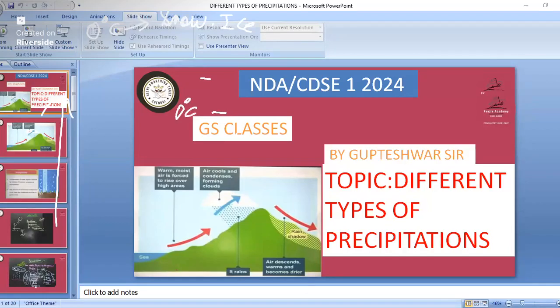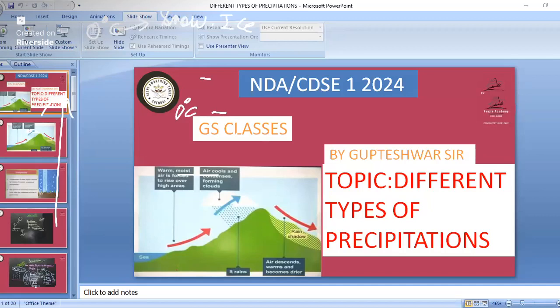Then as we come downward, we have the rainfall, because here the temperature is increasing, and the ice will turn into droplets of water. Then from a somewhat lower part, we have the fog, also known as mist. Then at the earth surface, we have the dew. So these are the different types of precipitation.